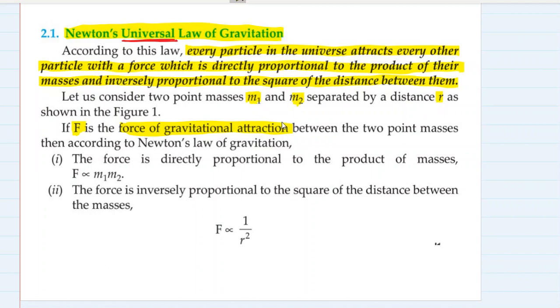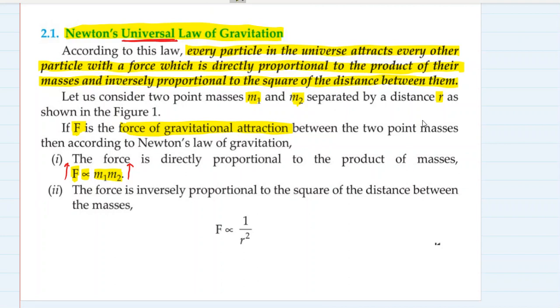Now the two bodies in consideration have masses m1 and m2, and the distance between them is r. What Newton's universal law of gravitation states is that the force with which these bodies attract each other is directly proportional to the product of their masses. So force is directly proportional to m1 multiplied by m2. That means the greater the product of the masses of two bodies, the greater will be the force of attraction between the two bodies.